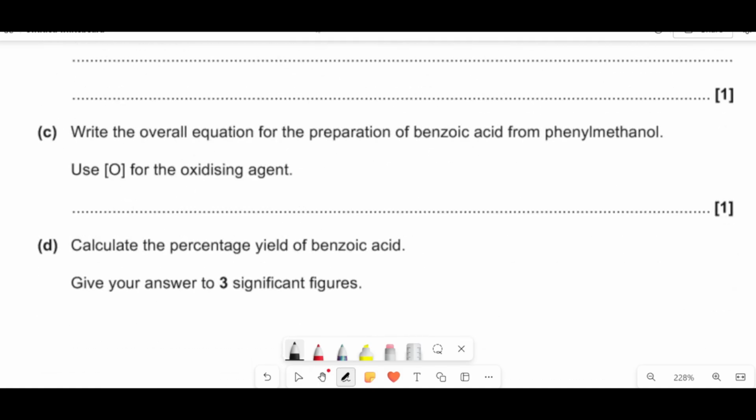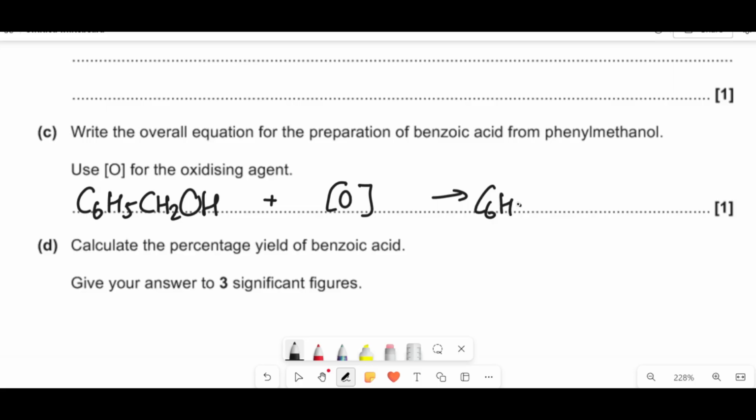Write the overall equation for the preparation of benzoic acid from phenyl methanol. So again, write down just the basics first. So phenyl methanol is going to be C6H5 with a methanol on. So instead of CH3OH, it'd be CH2OH, right? And then we're going to add an oxidizing agent, and we're going to make benzoic acid, which has the formula C6H5COOH, right? Always write what you know first, then the rest of it you can fall into place like this.